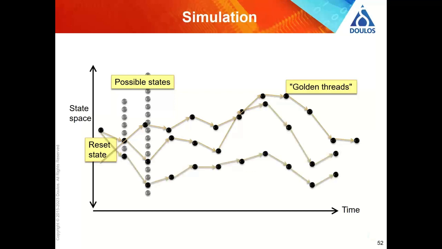And what we've ended up with is basically a series of golden threads stepping through a particular set of states. But all of the rest is untested. So we can say, yes, we get to here, our design is working as it should do. But what about all these other cases that we haven't considered? So that's the problem with simulation.